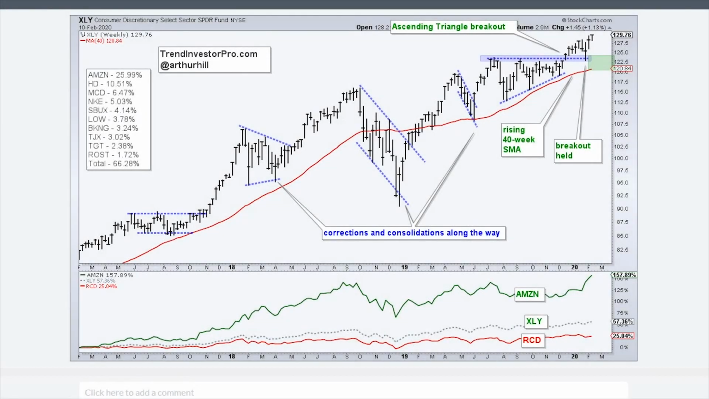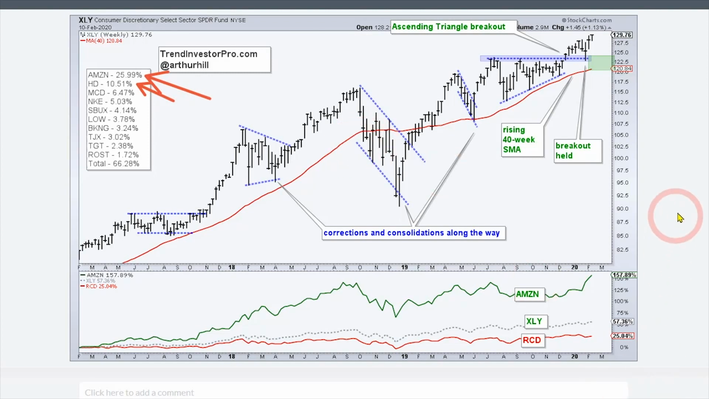So Amazon is the biggest sector in the consumer discretionary SPDR, XLY. It's kind of ridiculous here. I got these from etfdb.com, and Amazon is 26% of the ETF. Home Depot is 10.5%, and then you have McDonald's and Nike and Starbucks. But clearly Amazon is the 800-pound gorilla in this sector SPDR. Home Depot is not too bad, 10.5%.